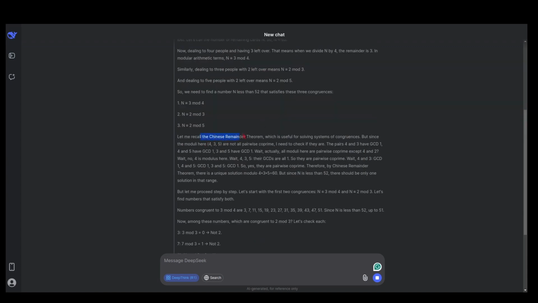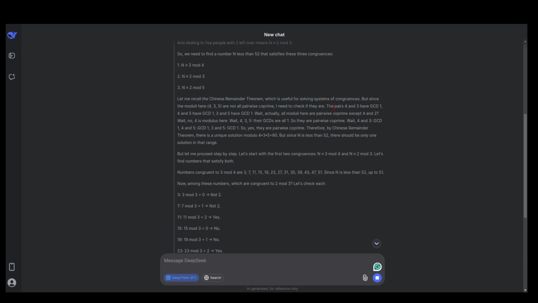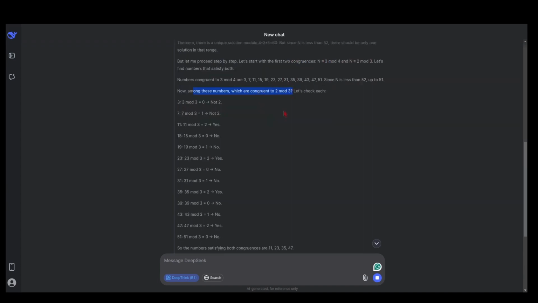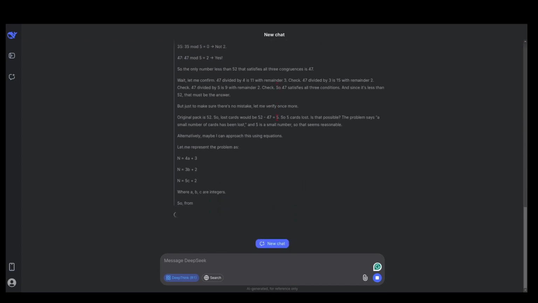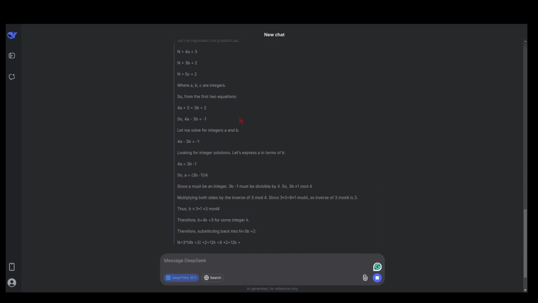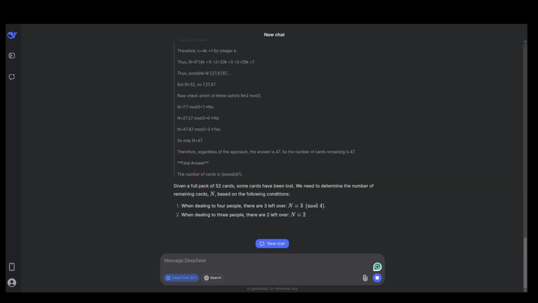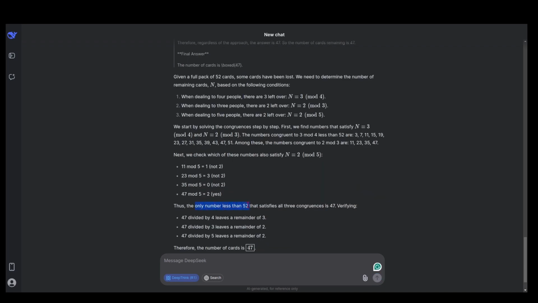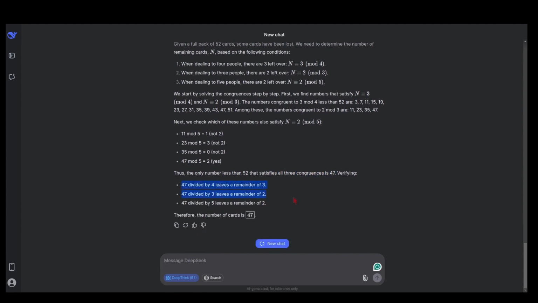So OpenAI never did that, but here it's printing: let me recall the Chinese remainder theorem, which is useful for solving systems of congruences. Now, among these numbers, which are congruent to 2 mod 3, let's check each, and so on. So once again, we have alternatively kicking in. Alternatively, maybe I can approach this using equations. Then it's solving using equations. So the number of cards is 47. The only number less than 52 that satisfies all 3 congruences is 47. So it's verifying it, and then it's again saying the number of cards is 47. So that matches the answer from OpenAI. So there's a tie between the two in this one.